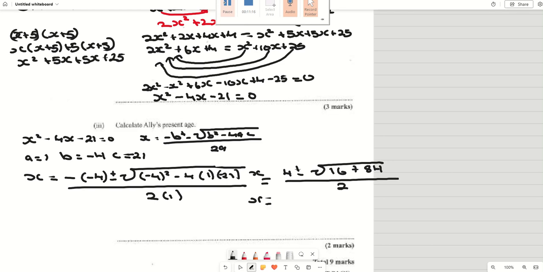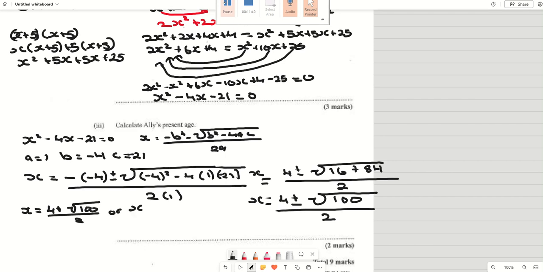So therefore, x is equal to 4 plus or minus the square root of 16 plus 84, which is 100, all divided by 2. Right? So let's go on the side because we're running out of space. x would be 4 plus the square root of 100 all over 2, or x would be 4 minus the square root of 100 all over 2. The square root of 100 is 10. So 4 plus 10 divided by 2, that is 14 divided by 2, which is equal to 7.